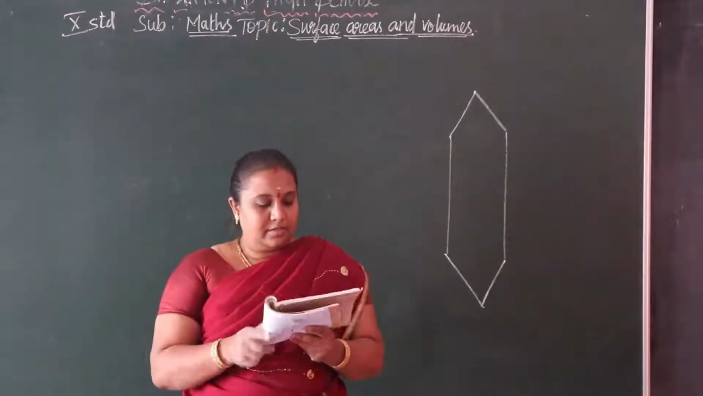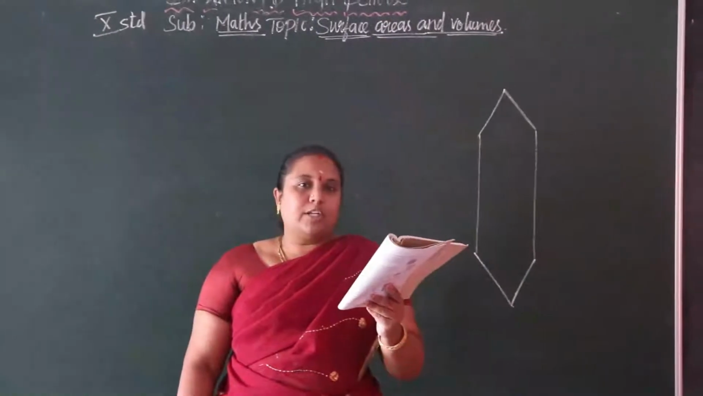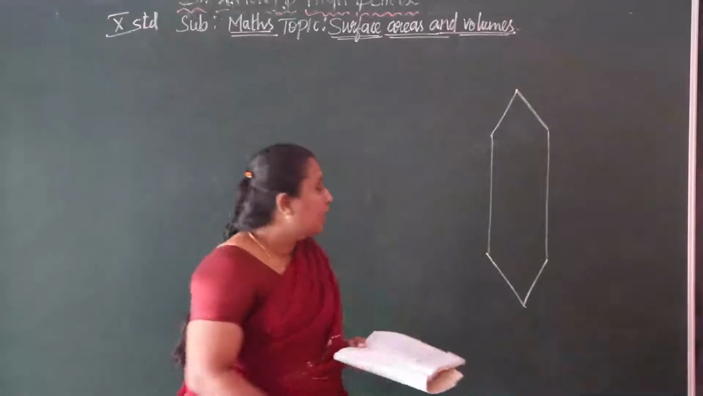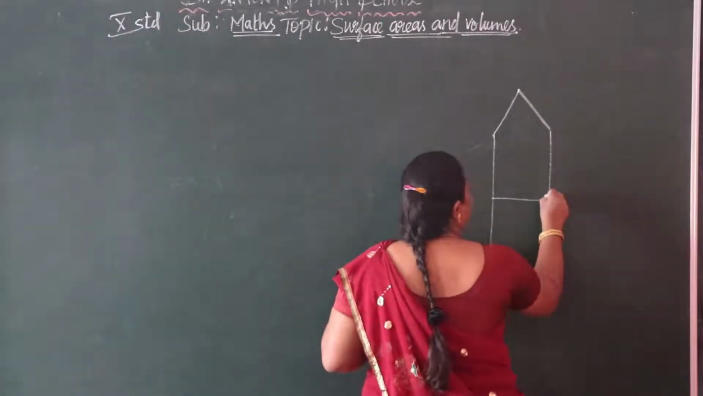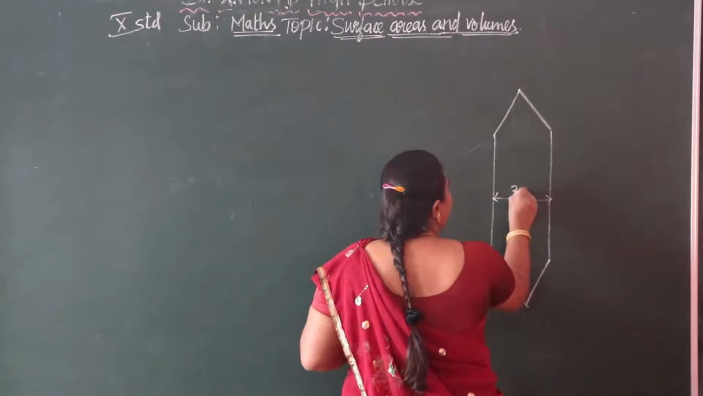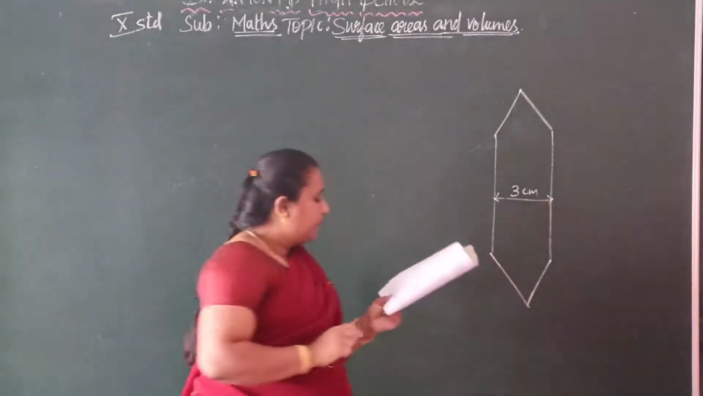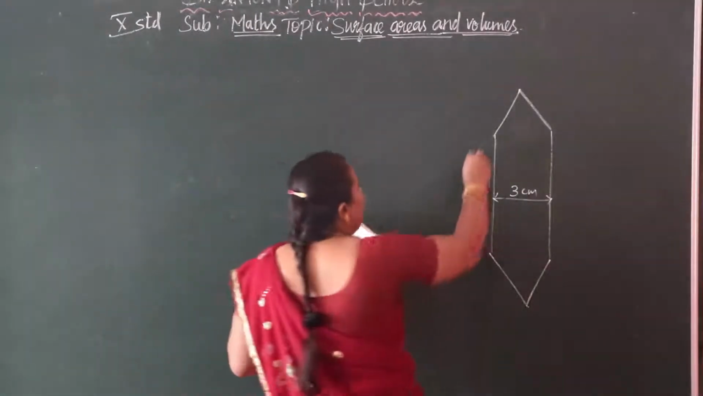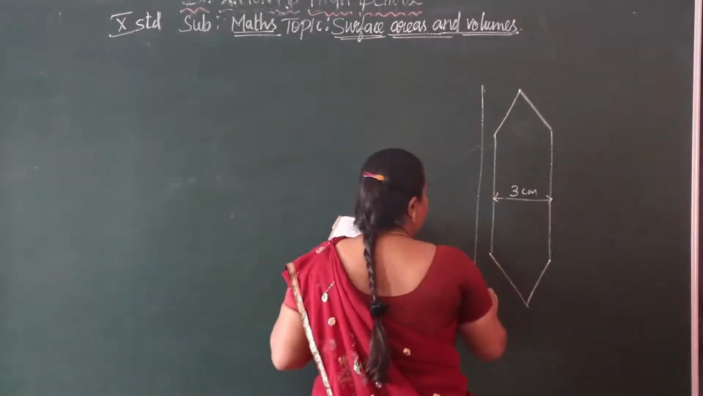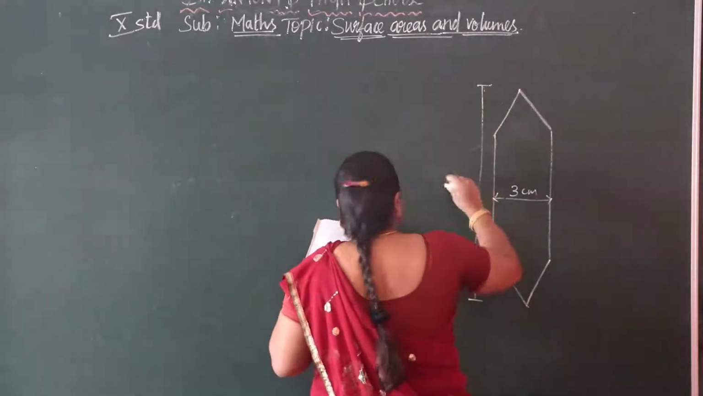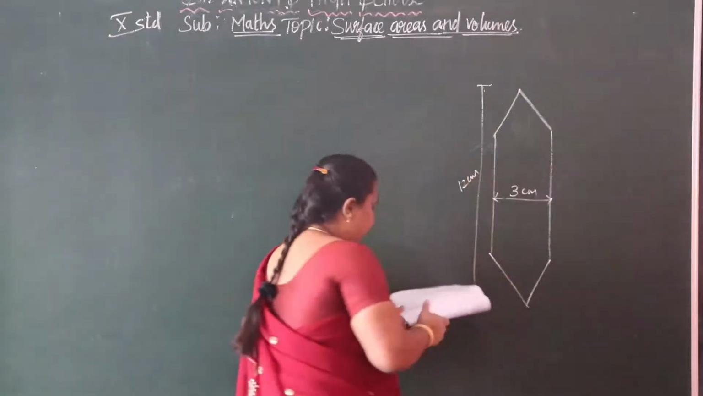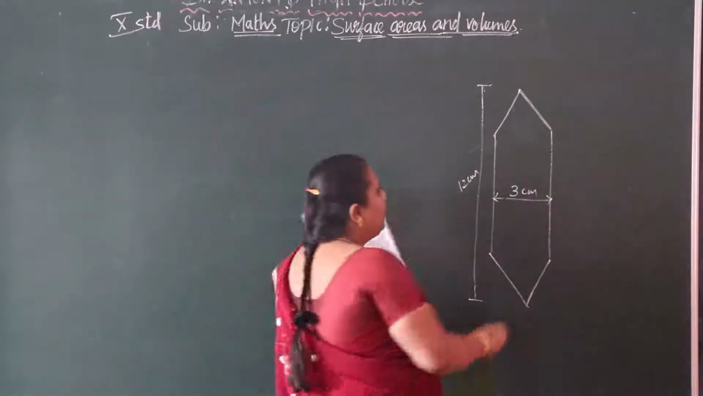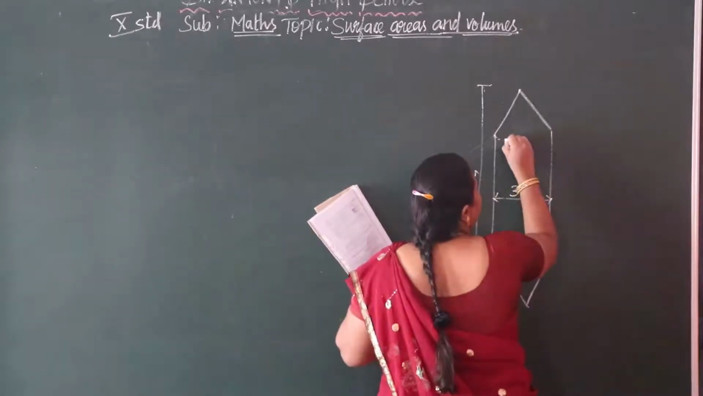Then see, the diameter of the model is 3 cm. So this is the diameter. The diameter of the model is 3 cm and the total length is 12 centimeter. And each cone has a height of 2 centimeter. So this is a cone.